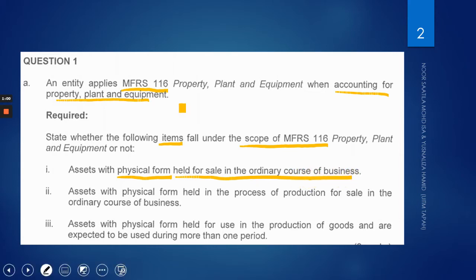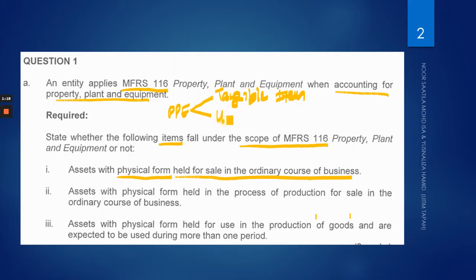So if you can still recall the definition of PPE, right? The definition of PPE is about tangible items, and that tangible item is being used for production, supply of goods, supply of services, rental to others, and it is also used for admin purpose. I just use an acronym for it. And it is also being used for more than one period. More than one period here refers to more than a year.